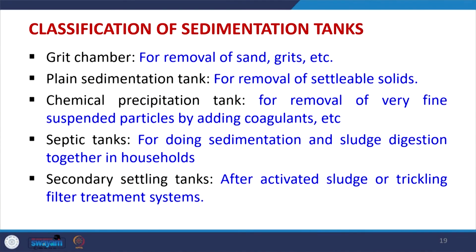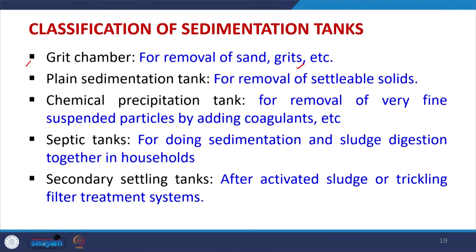There are high rate settlers etc. So, those things, tube settlers and plate settlers are very common now in industry. So, we will study the details of those, but before that, where are the sedimentation tanks used? Sedimentation tanks are used in the grit chambers for removal of sand and grits in the overall design of water and wastewater systems. So, first place where the sedimentation tank will be is the grit chamber.